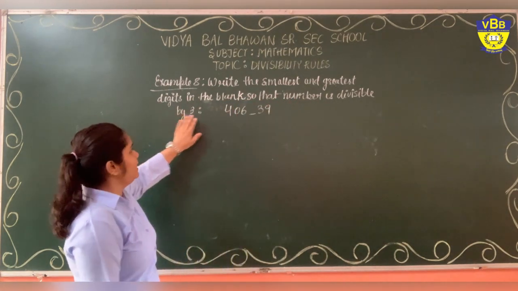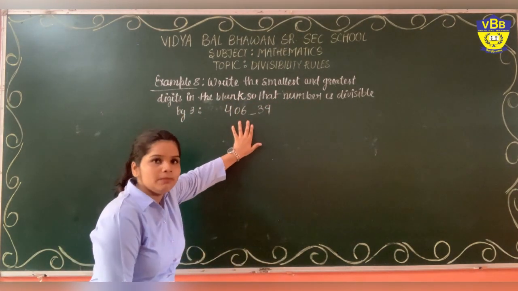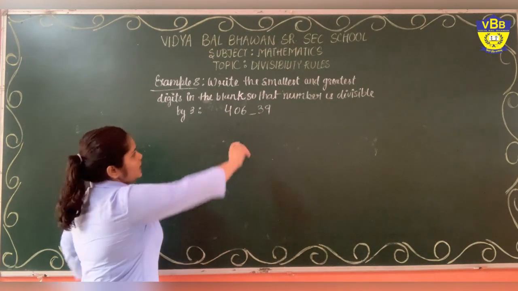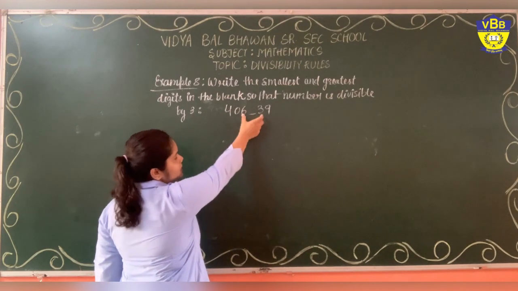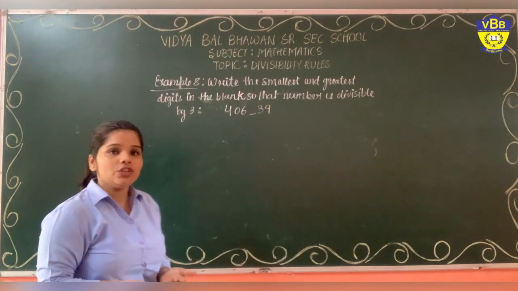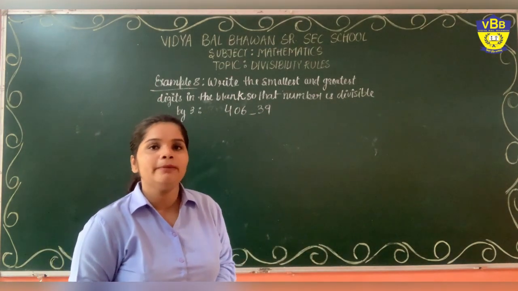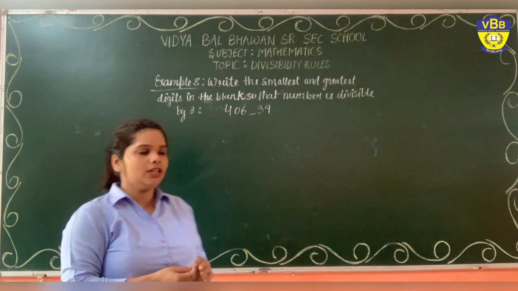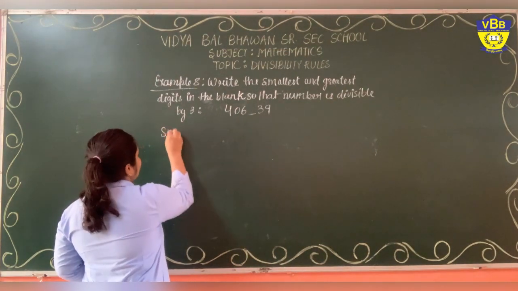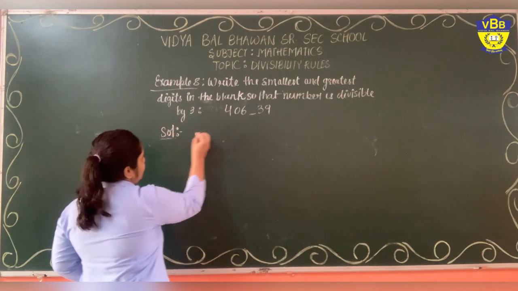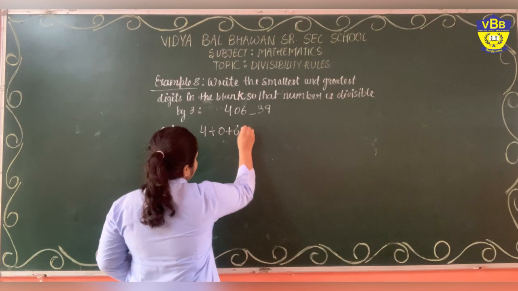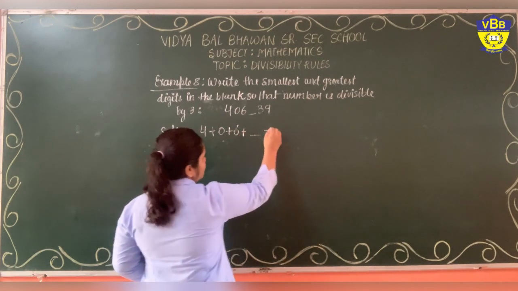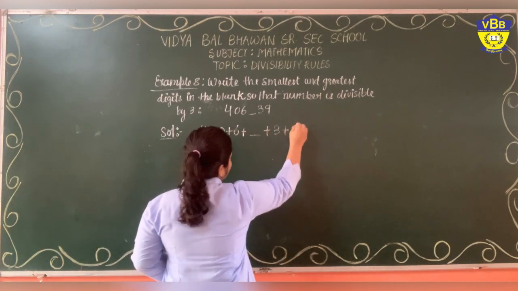So the next example is: write the smallest and greatest digits in the blank so that the number will be divisible by 3. So we have this number and a blank space in between 6 and 3. How do we check whether a particular number is divisible by 3 or not? We do the sum of the digits. So let's do the sum of these digits. We have 4 plus 0 plus 6 plus blank space and then plus 3 plus 9.